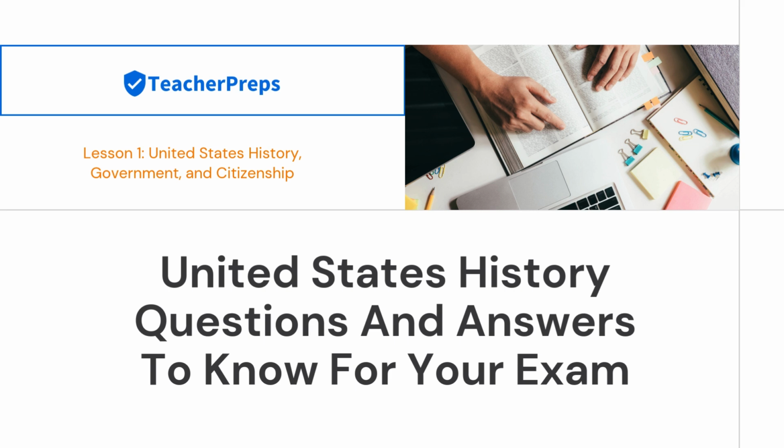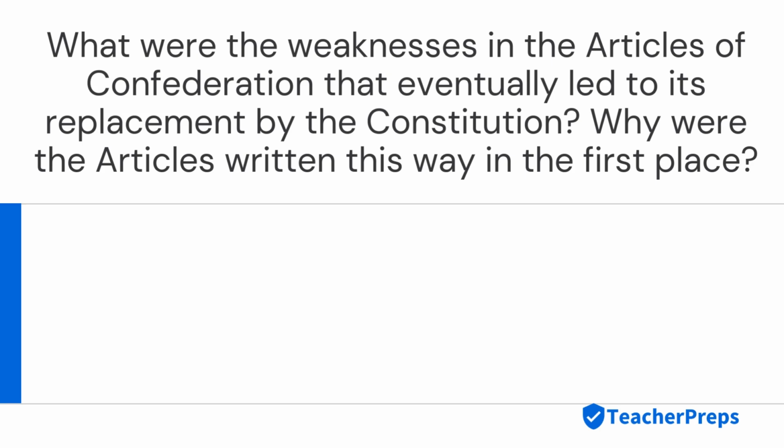All right, great. Let's get into question number 1, which reads, what were the weaknesses in the Articles of Confederation that eventually led to its replacement by the Constitution? Second, why were the articles written this way in the first place? Again, take a moment here, pause the video. I highly suggest that you either type, write, or at least say your solution out loud, and then come back for the solution so we can talk about it together.